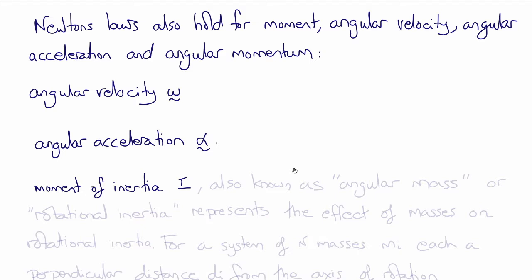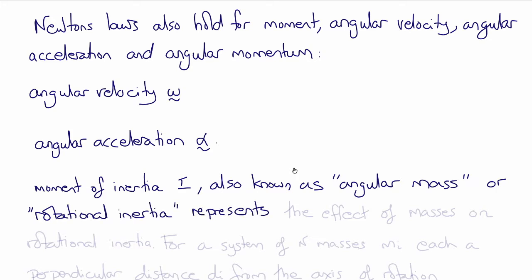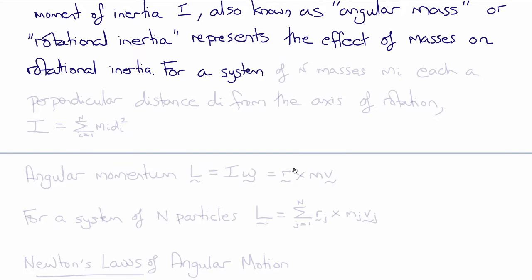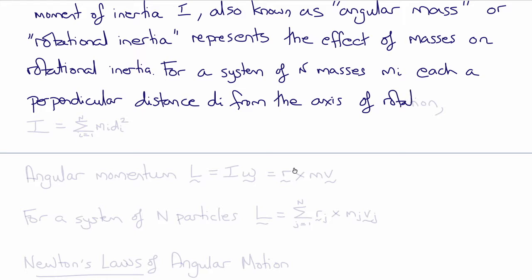In angular motions, the mass in linear motions becomes the moment of inertia, I, also known as the angular mass or rotational inertia. And it represents the effect of masses on rotational inertia. For a system of n masses, each labeled mi with i equals 1 through n, each with a perpendicular distance di from the axis of rotation of the system of masses, the moment of inertia I is the sum from i equals 1 to n of mi times di squared.